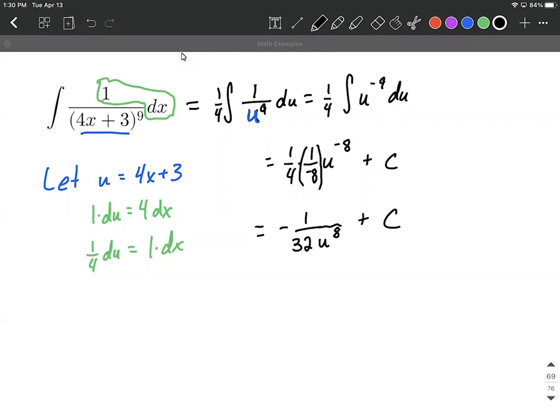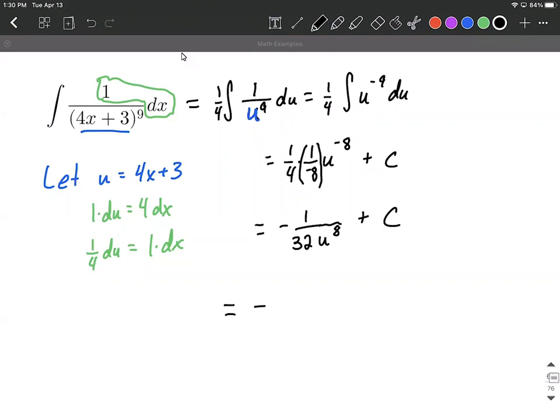And then one last thing we need to do, we need to get back in terms of x. Right now it has u's involved. We want x's to be back involved. So to finish this up, I'm going to go ahead, bring my negative along, bring my 32 along. I'm going to replace back in where we had u in the previous line. I'm going to replace that with 4x plus 3 from our let statement because that's what u is equal to. By substituting back in, that puts it back in terms of x, and we're done.